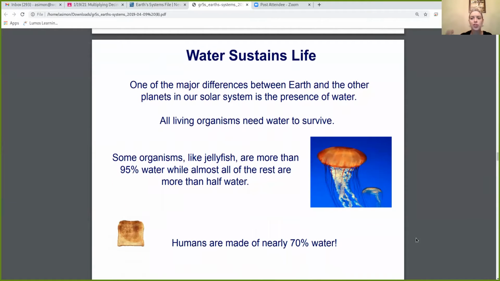So why is water so important? Well, water sustains life. One of the major differences between Earth and other planets in our solar system is that it has water. All living organisms need water to survive. Go ahead and add that into your notes. Why is water so important? All living organisms need water to survive.